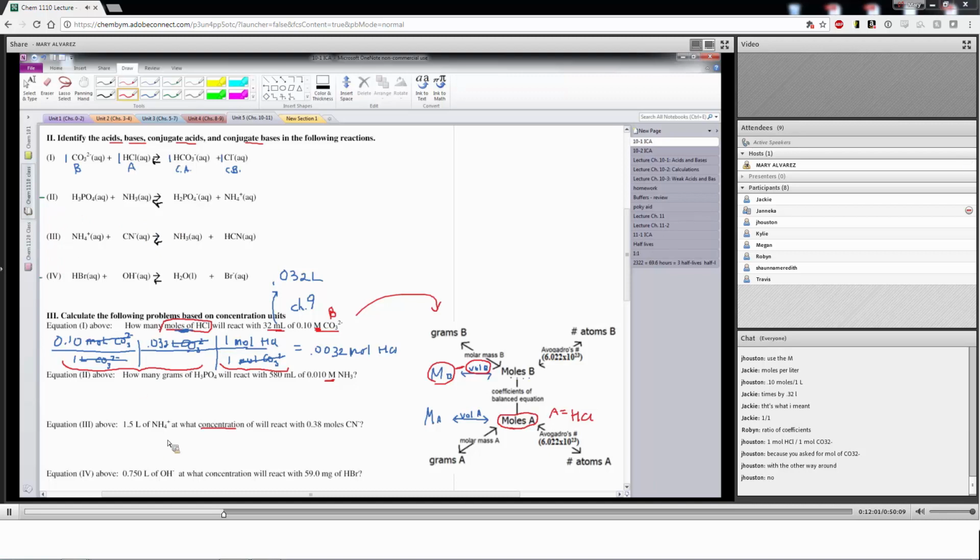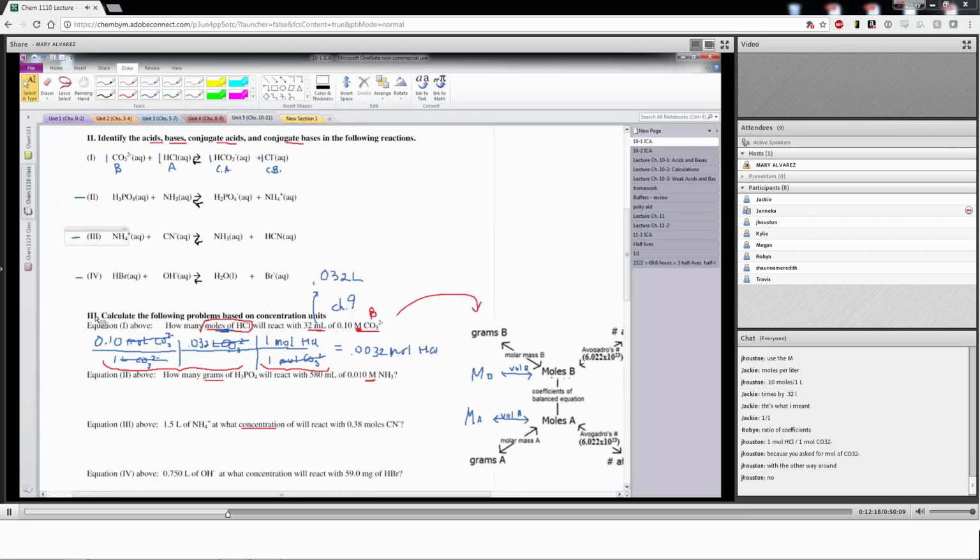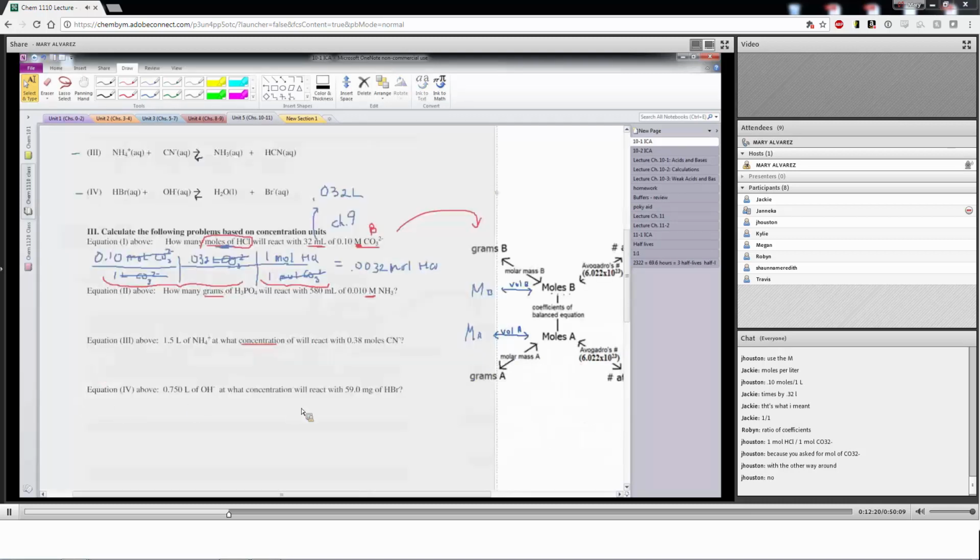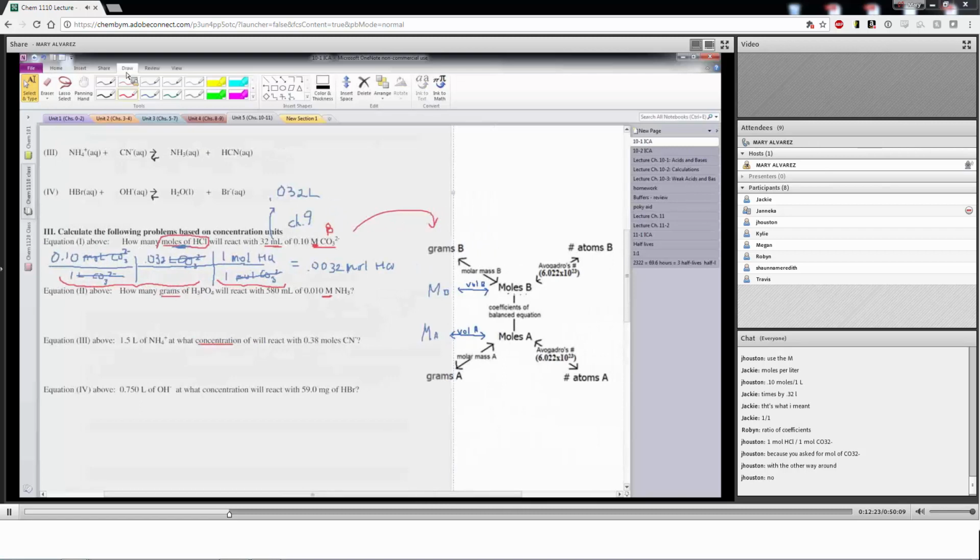So equation 2, here now I'm asking for grams. Let's do this one. Nothing wrong with that. Actually, let's do number 3, because it's asking for something slightly different. So number 3 says they give me a volume of NH4. They ask for the concentration of, hopefully if you read this carefully, you see they're looking for the concentration of NH4 plus. And then they give us the moles of cyanide.